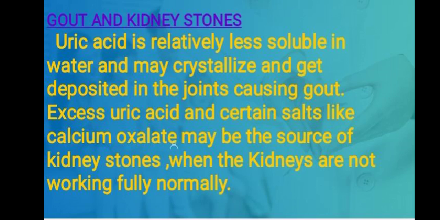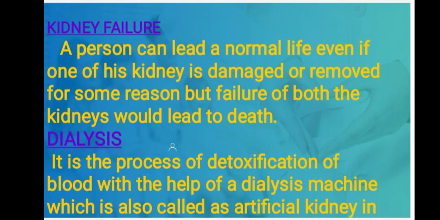Uric acid is relatively less soluble in water and may crystallize and get deposited in the joints, causing gout. Excess uric acid and certain salts like calcium oxalate may be the source of kidney stones when the kidneys are not working fully normally. Kidney failure. A person can lead a normal life even if one of his kidneys is damaged or removed for some reason, but failure of both the kidneys would lead to death.